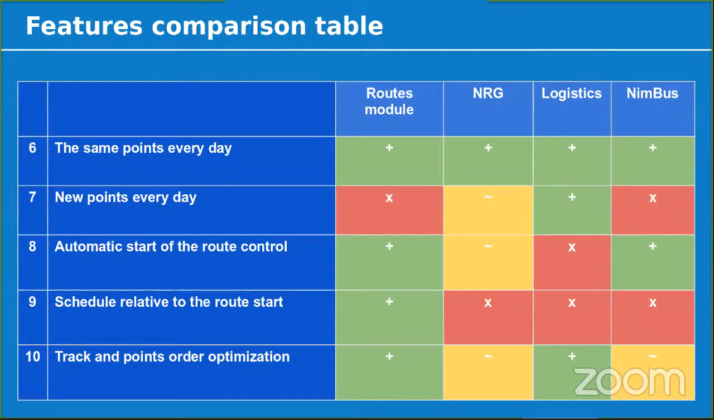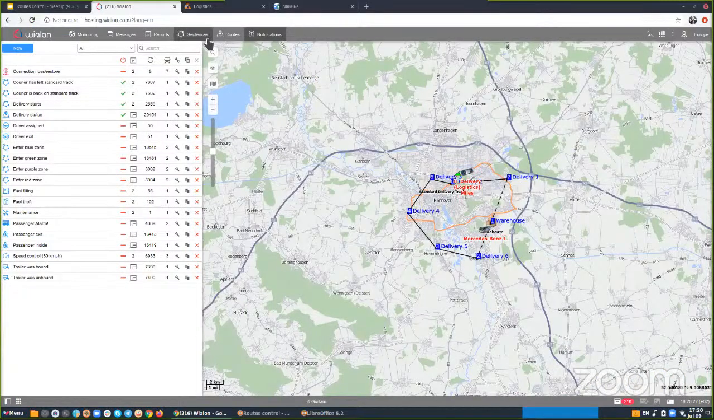The next point: schedule relative to the route start. As we can see, the winner is the routes module. It's the only instrument that allows us to do such a thing. But why do we need it? It is very useful when you don't know when the route will start, but you know the distance, or the mileage, and the time distance between the points. And you can achieve this with the help of the relative schedule.